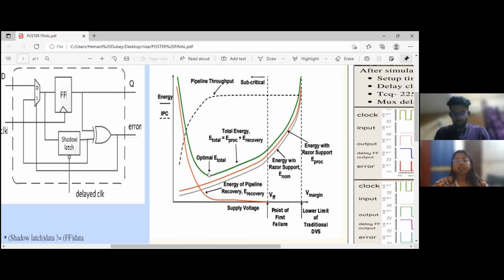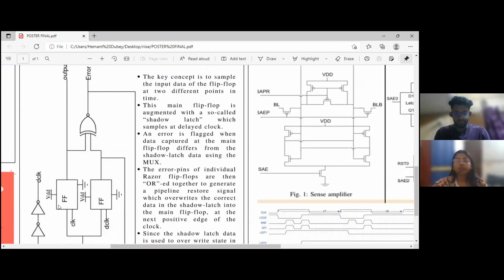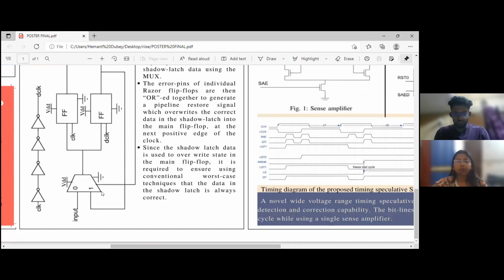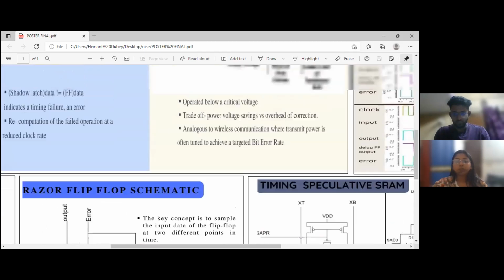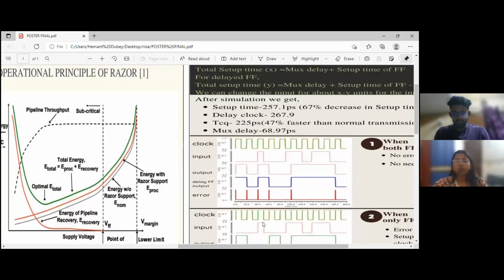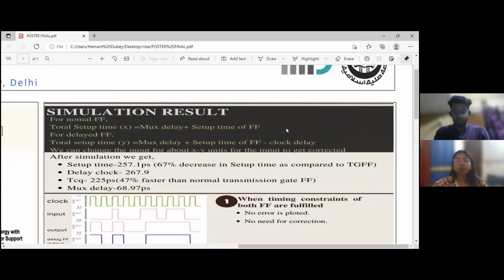In the schematic designed in Cadence Virtuoso 65 nanometer technology, two flip-flops are ORed together, one running at a slightly delayed clock. Error is generated when there is a mismatch. After that, the signal goes to the mux and restores the correct output in the next clock cycle. The total setup time for the normal flip-flop in this design is mux delay plus setup time of the flip-flop. The total setup time for the delayed flip-flop is mux delay plus setup time of the flip-flop minus clock delay, which gives the extra margin we require for worst case during voltage scaling.